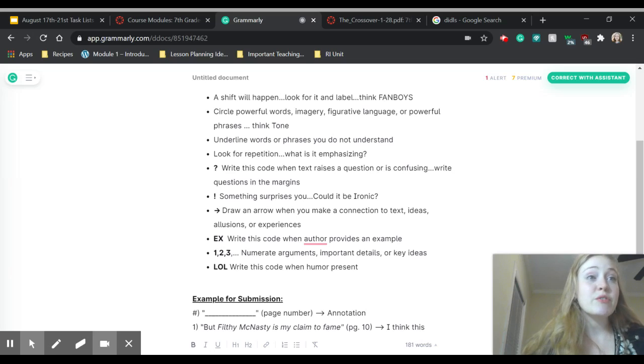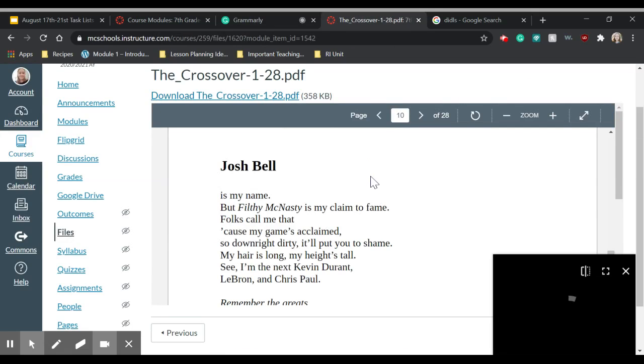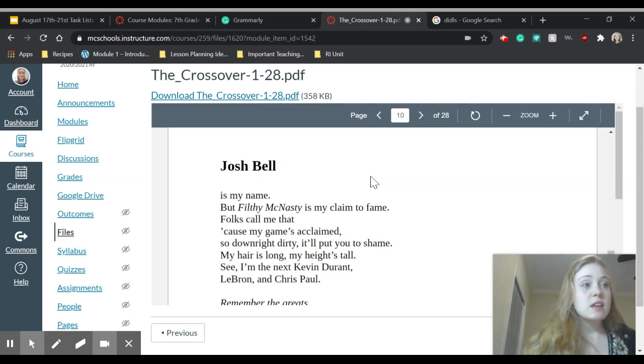Okay, so that's an overview of annotation. Let's do a few examples, okay? So today you're going to be reading pages 1 through 28 of The Crossover by Kwame Alexander. And this novel is a really fun novel about a brother, two twins, their experiences going through middle school and basketball and their family. So this is one of the very first poems.